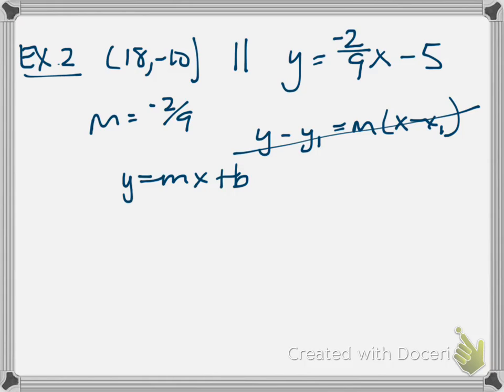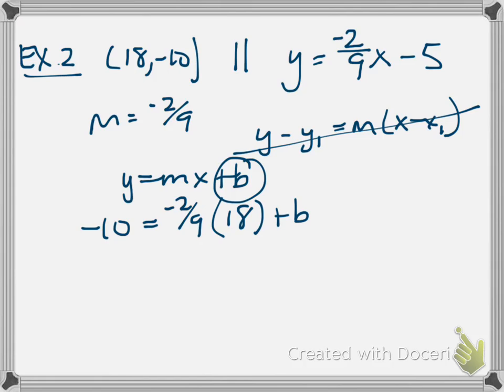What I'm going to do is, I need b, right? So I'm going to plug in what I know. Do I have a y value? Yeah, what's my y value? So I'm going to plug in negative 10 where y is. What's my slope? Negative 2/9. Then I'm going to plug in my x value, which is what? 18 plus b. Now I'm going to solve for b.